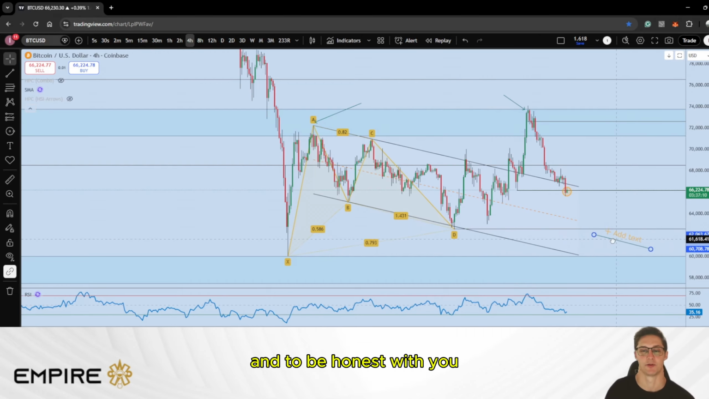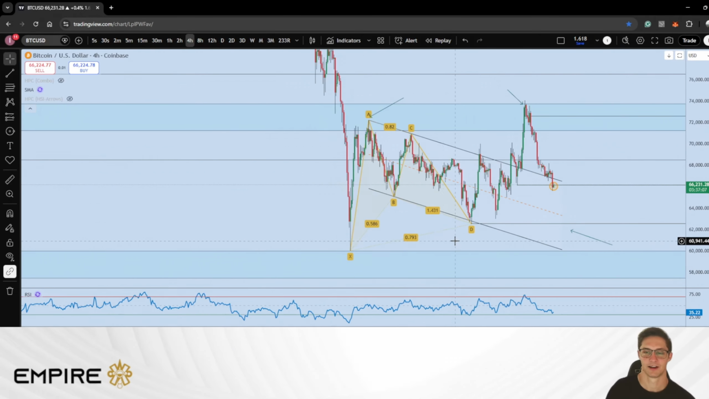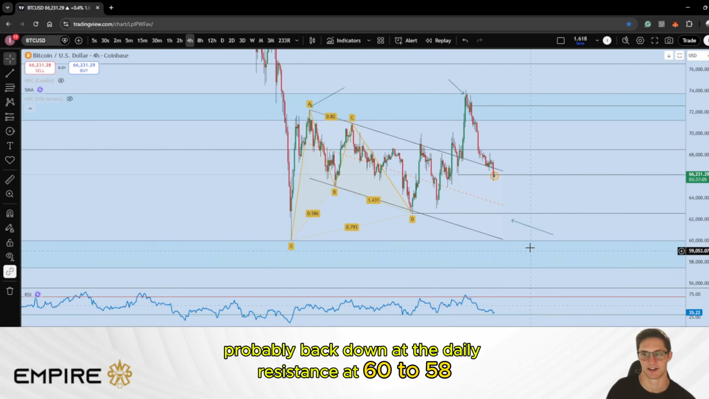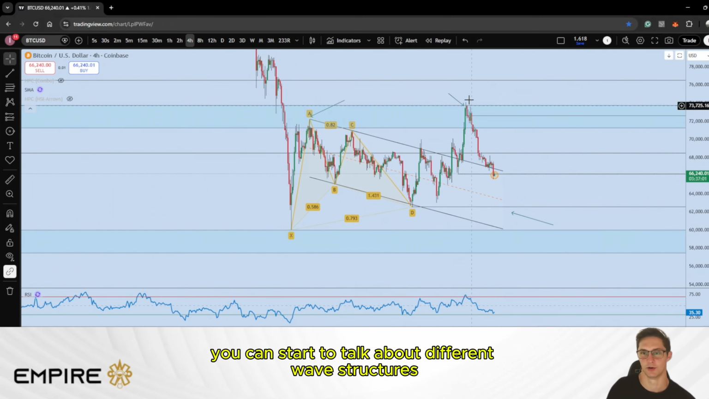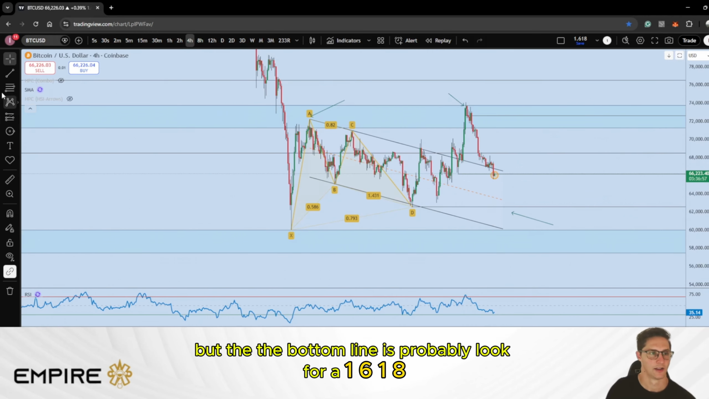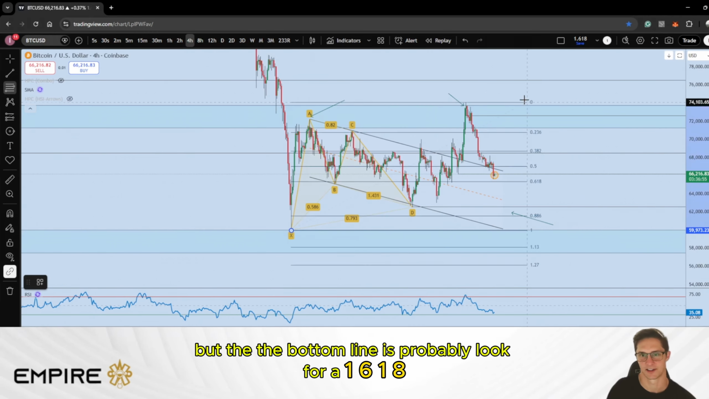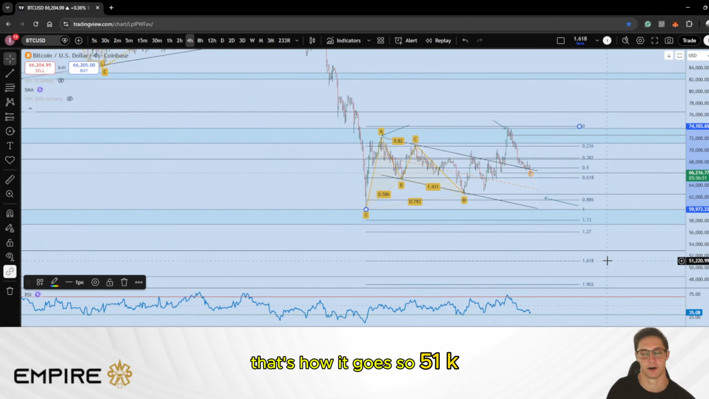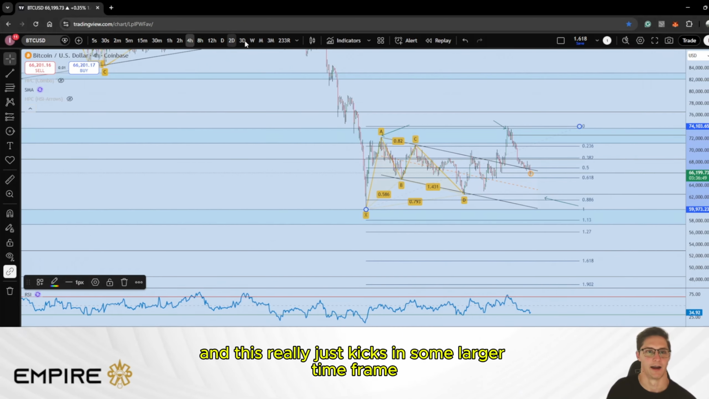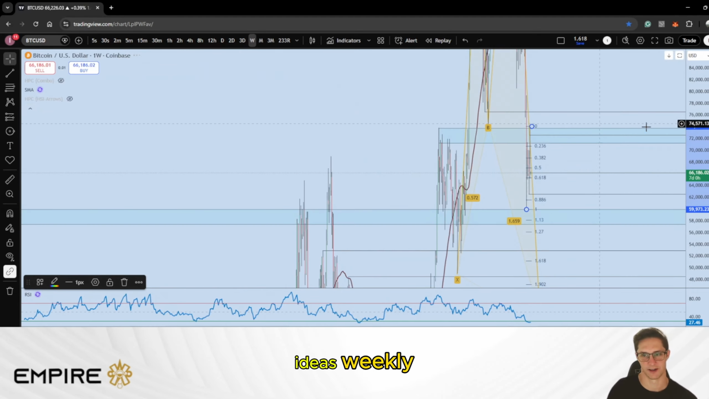And to be honest with you, if that's where you're looking, probably back down at the daily resistance at 60 to 58K. And you can start to talk about different wave structures that will appear down there. But the bottom line is probably look for a 1618. These 1618 throwdowns, that's how it goes. So 51K. And this really just kicks in some larger time frame ideas, weekly.